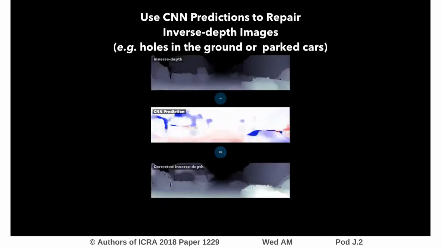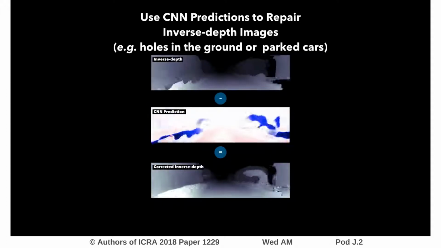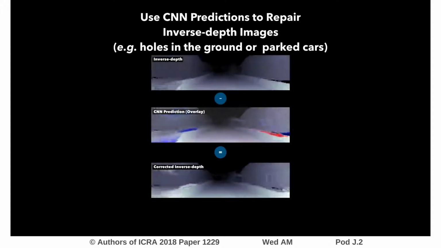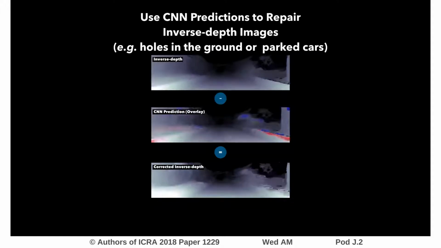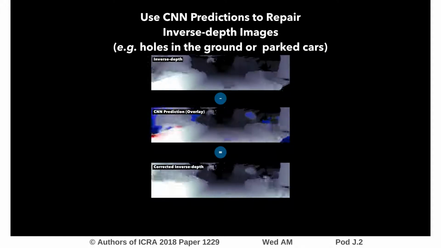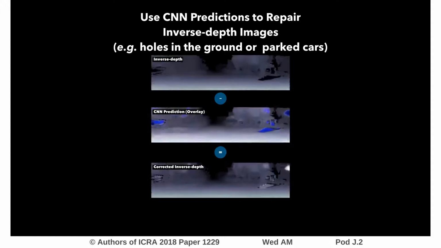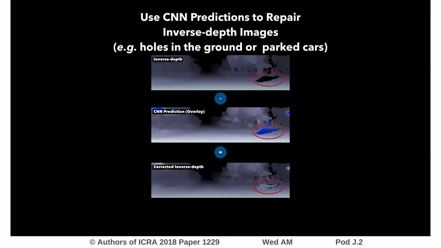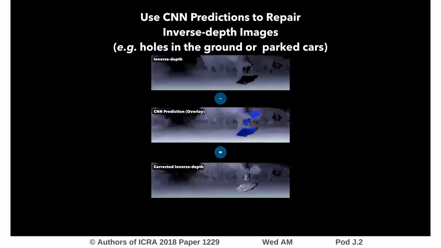Because we regress to the error in inverse depth, we can use the predictions of the network to directly apply corrections to the inverse depth images of camera-only reconstructions, as illustrated here. The network successfully identifies errors such as holes in a mesh or incorrectly shaped cars.